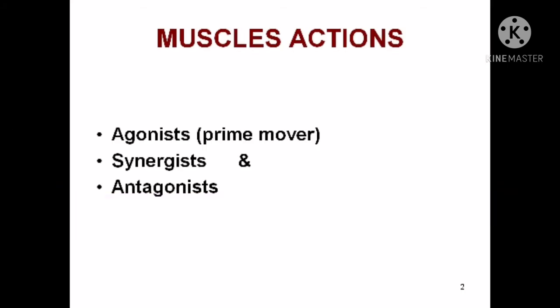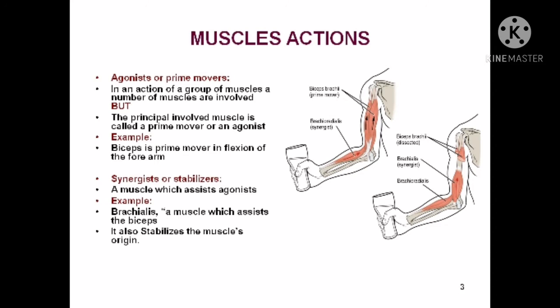The muscles' actions: the agonists, synergists, and antagonists. The agonists are also called the prime movers. They are the prime mover muscles. In an action of a group of muscles, a number of muscles are involved, but the principal muscle involved is called a prime mover or an agonist.